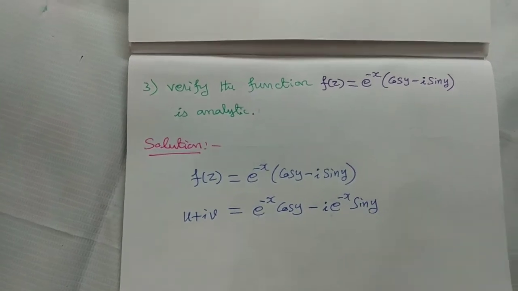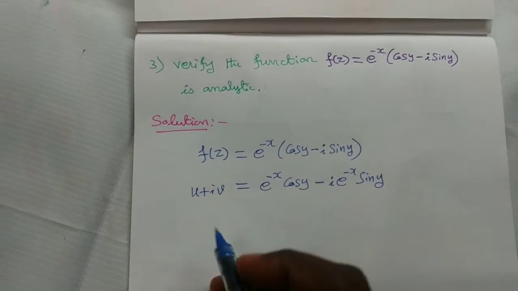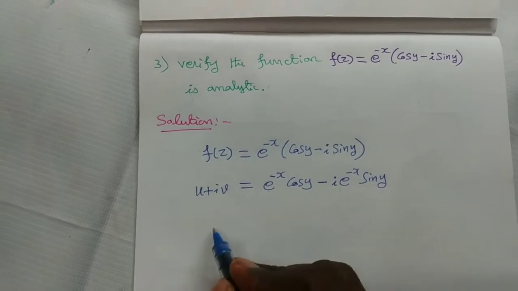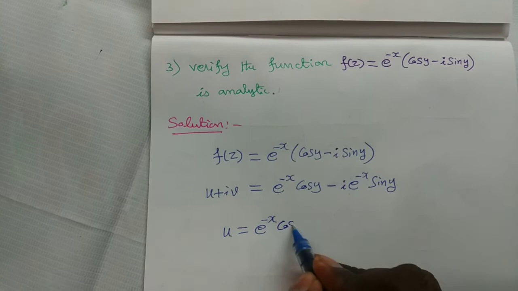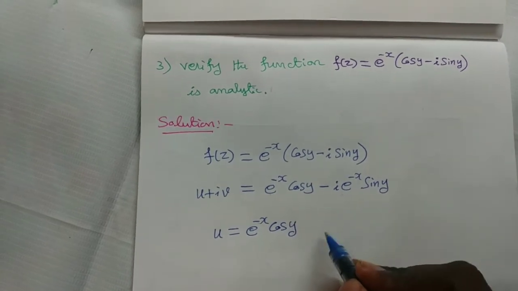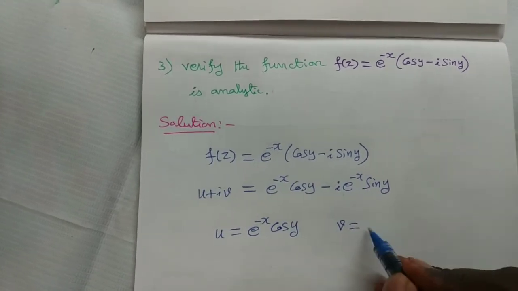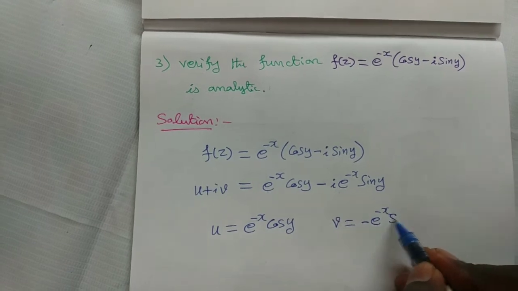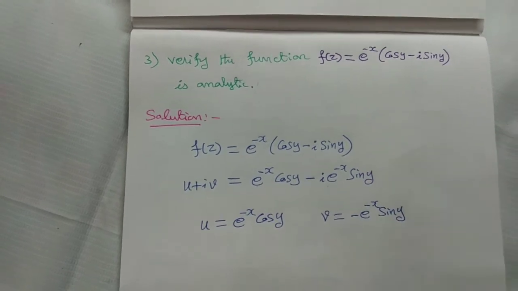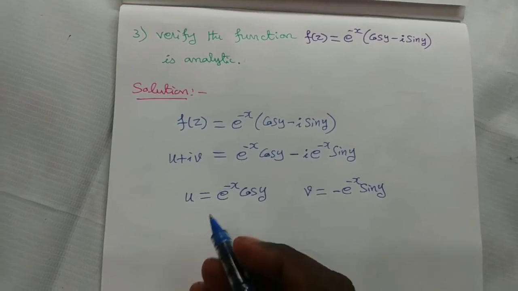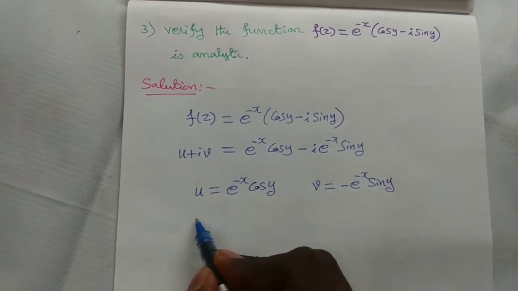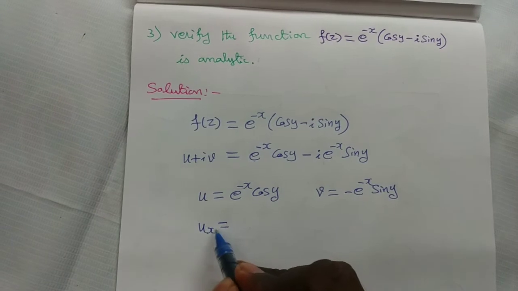So next, equating the real and imaginary parts on both sides. So the real part is u is equal to e power minus x into cos y, and the imaginary part is v is equal to minus e power minus x into sin y. Okay, now to verify with the CR equation, I want the partial derivatives with respect to x and y. So first I am going to take the partial derivative with respect to x, ux.